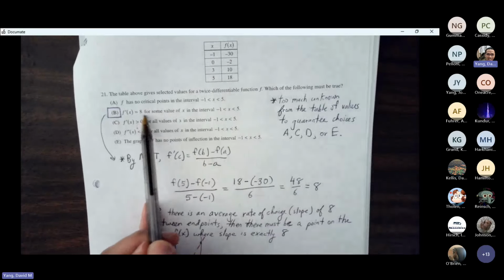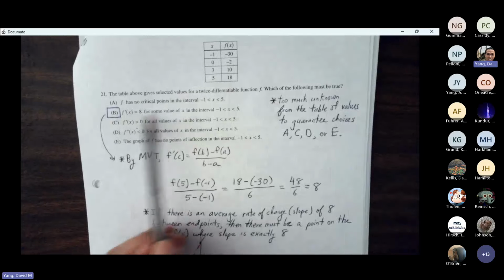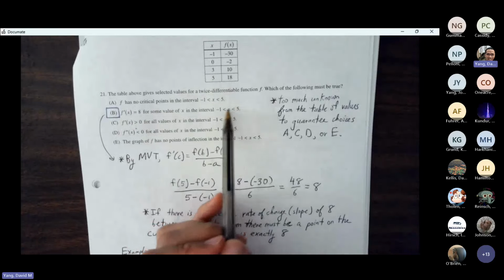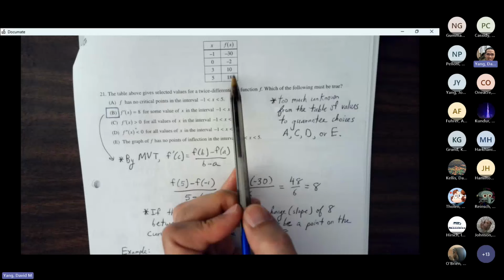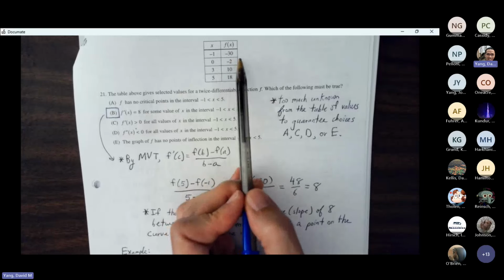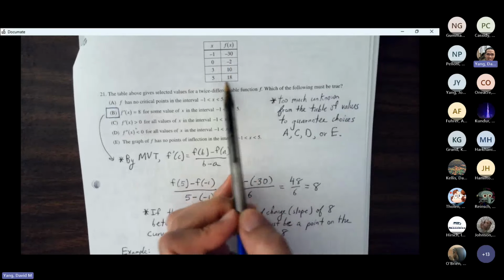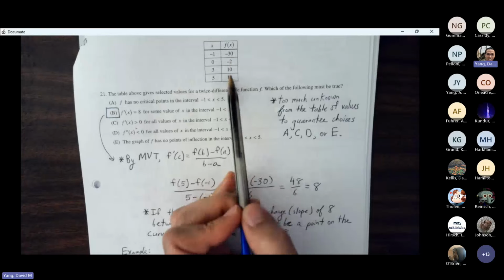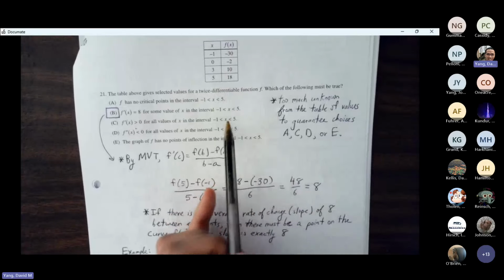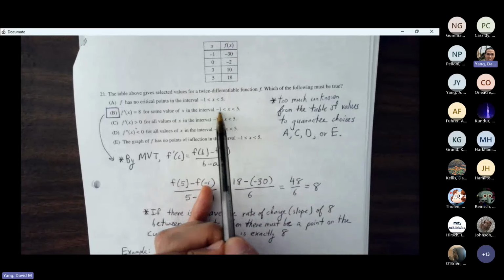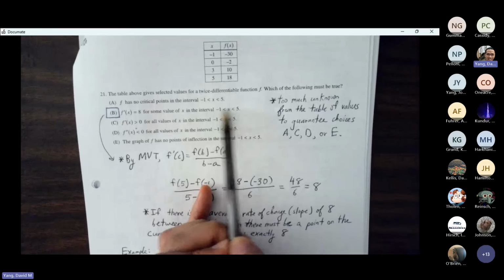So second one, f prime of x equals 8. Can we guarantee a slope of 8 on the interval from -1 to 5? We have no f prime values, but we do know f prime is the slope of f. So I can take the ordered pairs provided at the endpoints and see if that will give me a slope of 8.